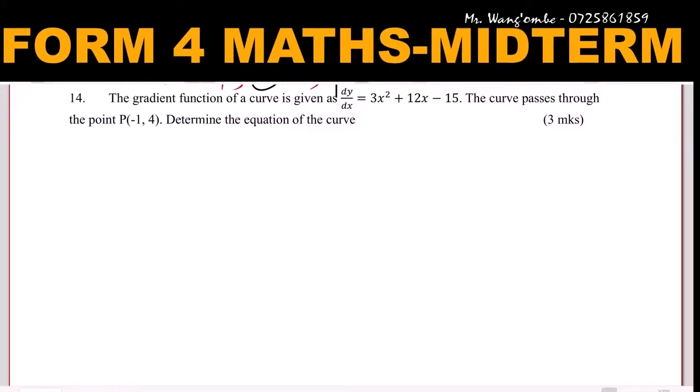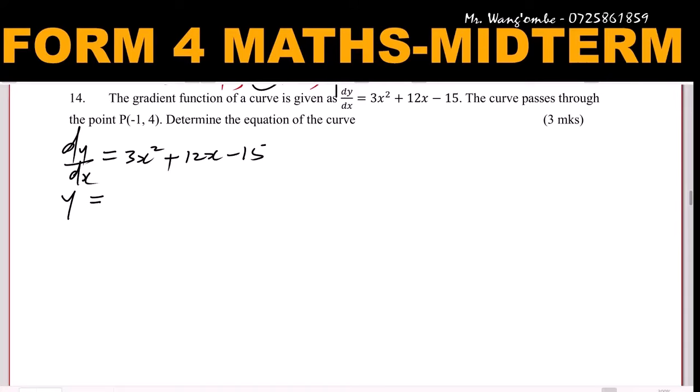Question 14. The gradient function of a curve is given as 3x squared plus 12x minus 15. The curve passes through the point P, negative 1, 4. Determine the equation of the curve. Now, given the gradient function of the curve, we get the equation of the curve by simply integrating the gradient function, that is 3x squared plus 12x subtract 15. So you get the equation by simply integrating this function.